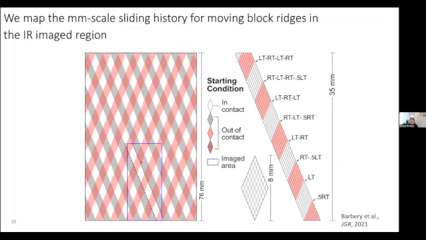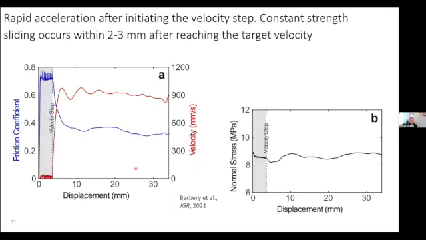So in theory, that means that the temperature distributions from one ridge to another should be the exact same because they have the same millimeter scale sliding history. So that gives you an idea of basically our experimental setup. When we look at the data, we see to some extent what we expect to see.